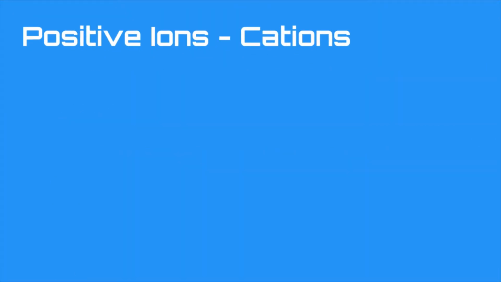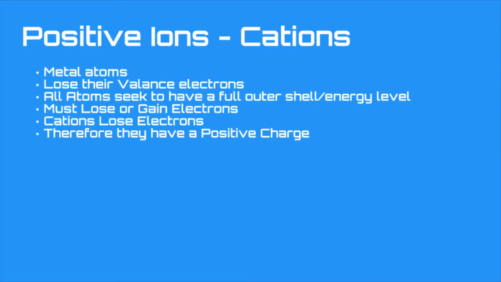So, positive ions. Positive ions tend to be the following. Mainly metal atoms, those found on the left-hand side of the periodic table. They are called cations. They will lose their valence electrons so that they can have a full outer shell. Therefore, they have a positive charge.